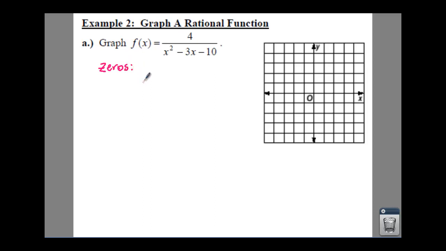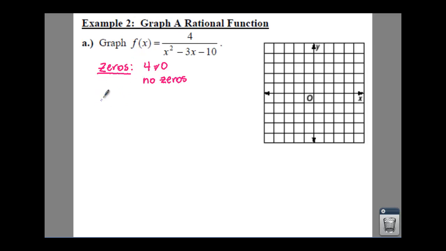So remember your zeros. You find that by just setting your numerator equal to 0. Well, if you set 4 equals 0, that's not really possible. Since that's not true, you're not going to have any zeros. So that means your graph will not be crossing your x-axis. Maybe that means you might have an asymptote there. I don't know. Maybe. We'll see.